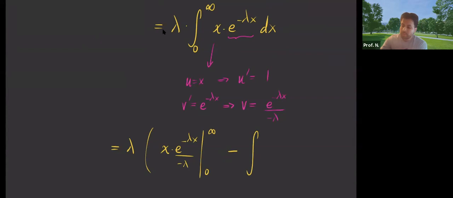Minus the integral of, so usually it's this u dv, right? So what is u dv? Isn't it u prime? Yeah, it's u prime v, right? So this becomes e to the negative lambda x over negative lambda dx from 0 to infinity.